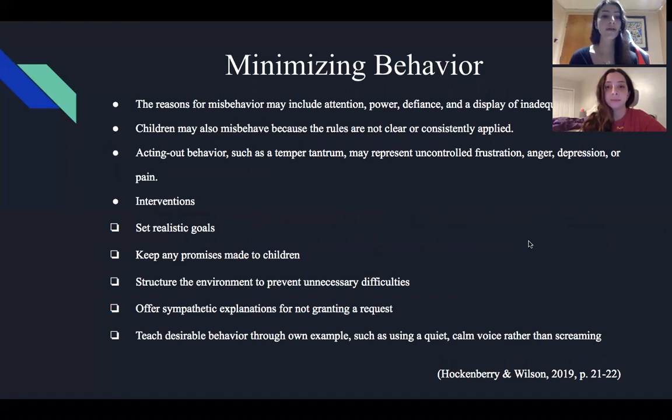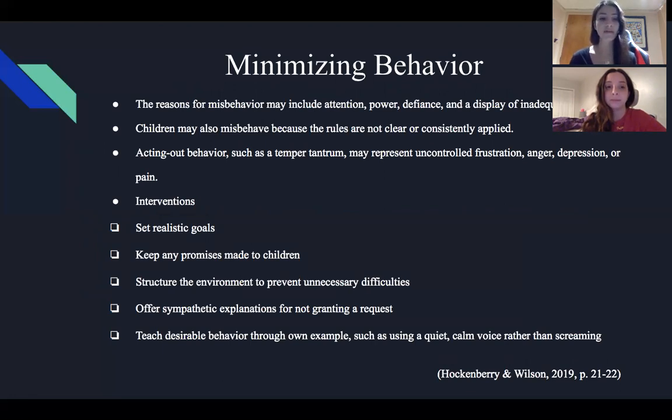Minimizing behavior. The reasons for misbehavior may include attention, power, defiance, and a display of inadequacy. Children may also misbehave because the rules are not clear or consistently applied. Acting out behavior, such as temper tantrum, may represent uncontrolled frustration, anger, depression, or pain.